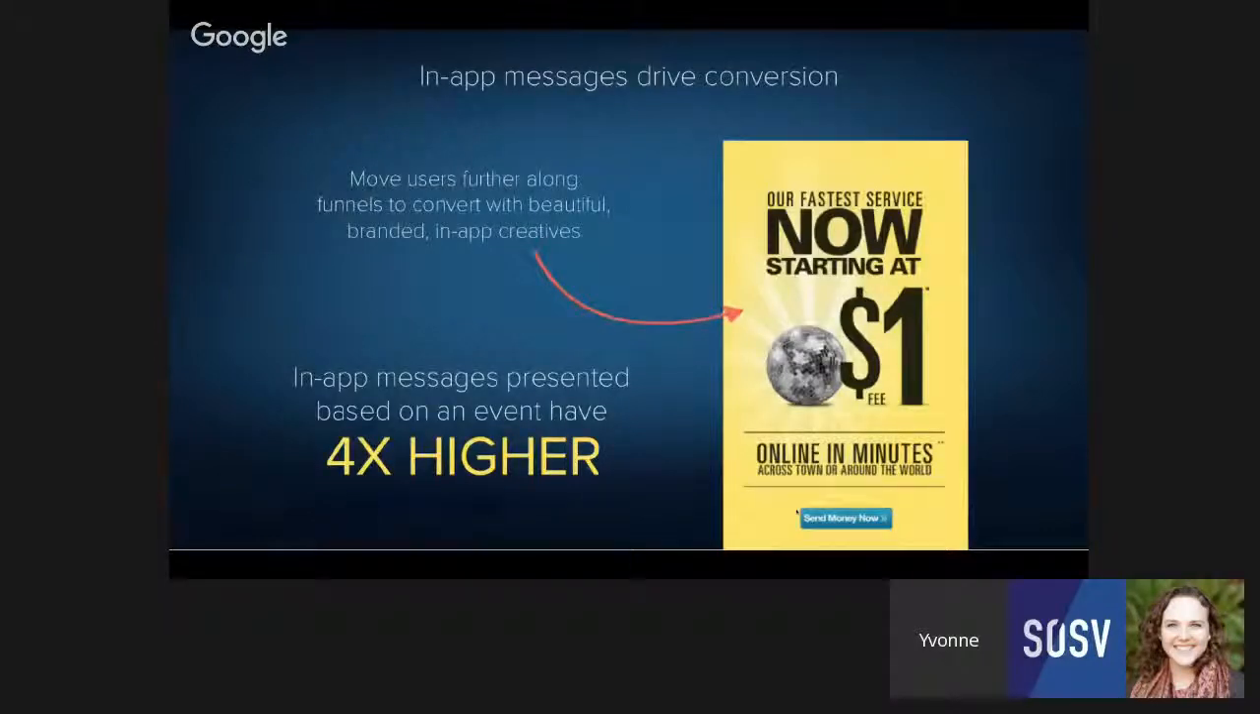The other type of messaging that we have, so we covered a little bit of the basics of push messaging, is in-app messages as well. In-app messages are messages that are sent to the user while they're actually in your app. And we find that in-app messages are extremely effective to drive conversion. So if you're trying to get someone to buy something, if you're trying to get someone to subscribe, whatever that conversion event might be for you, in-app messages are a very effective way of doing that.